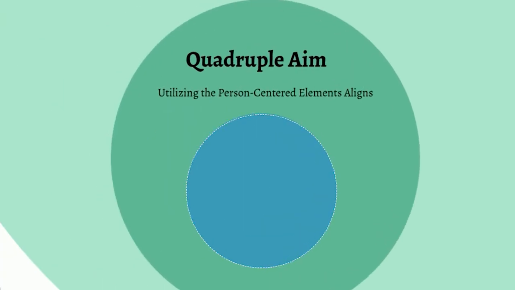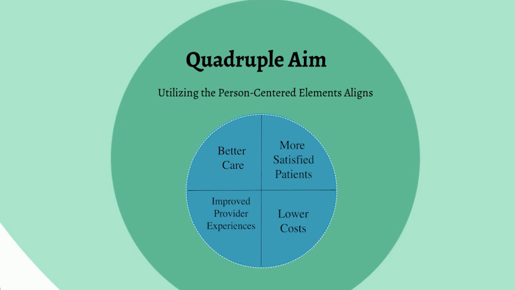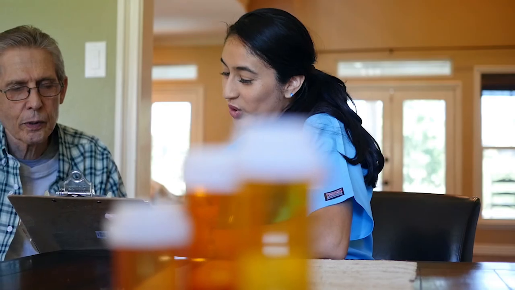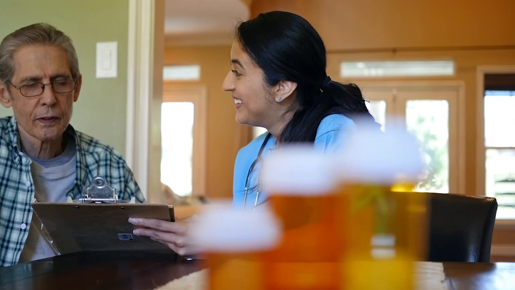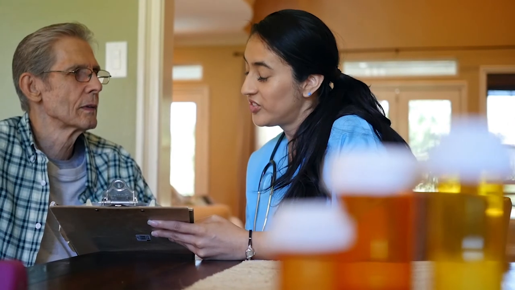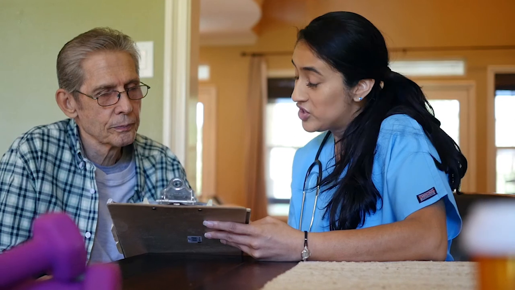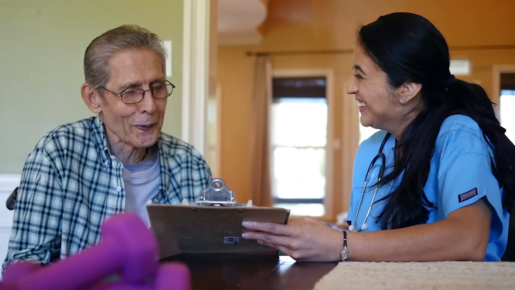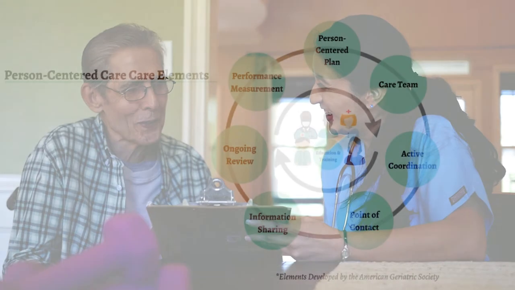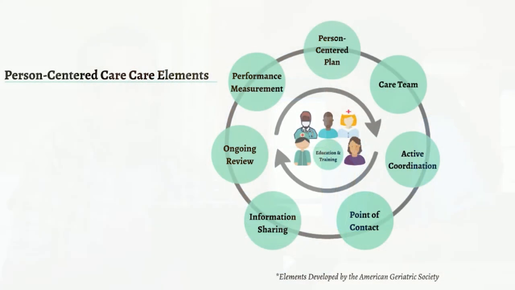The quadruple aim pinpoints 4 outcomes to strive for: better care, more satisfied patients, improved provider experiences, and lowered costs. The practice of person-centered care improves healthcare safety, quality, and coordination, as well as quality of life, and assures better outcomes for everyone. By applying a person-centered philosophy, providers will be achieving each of these aims.